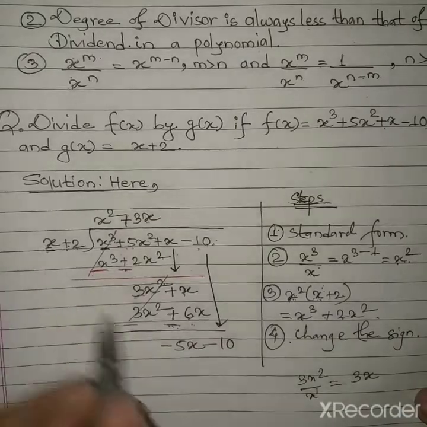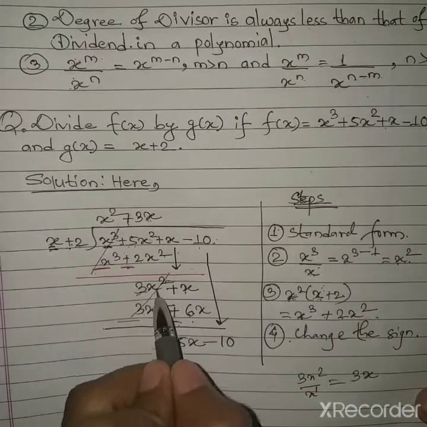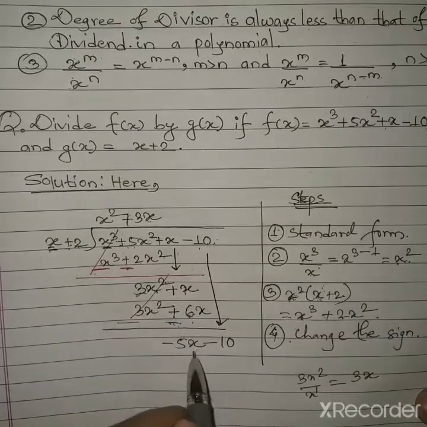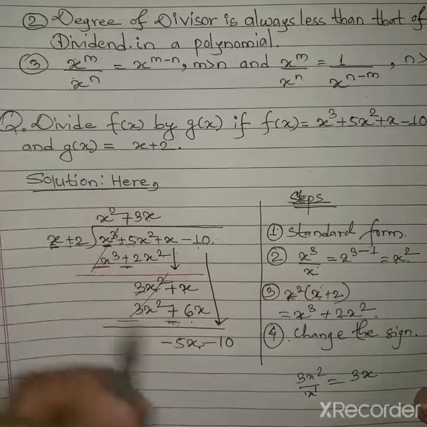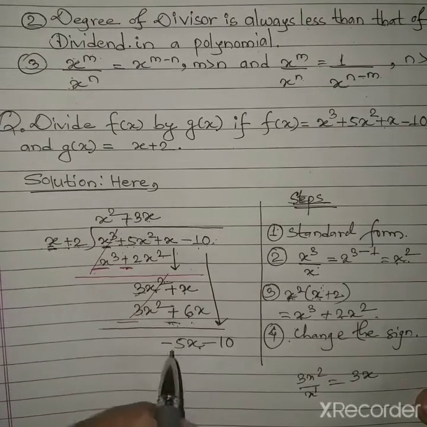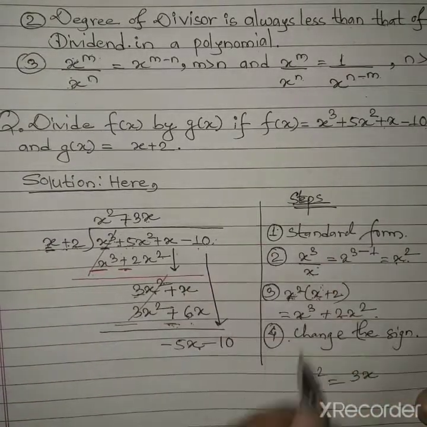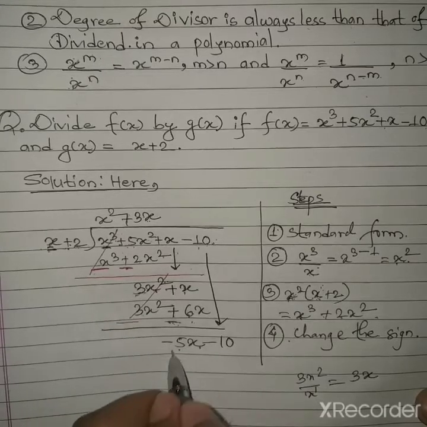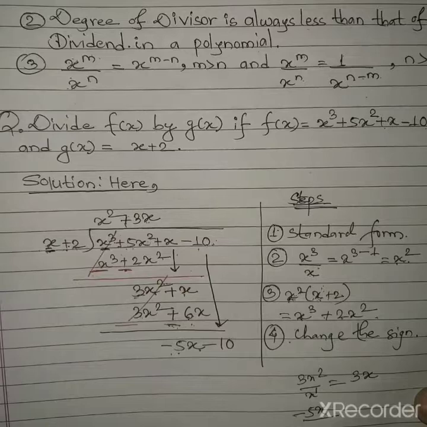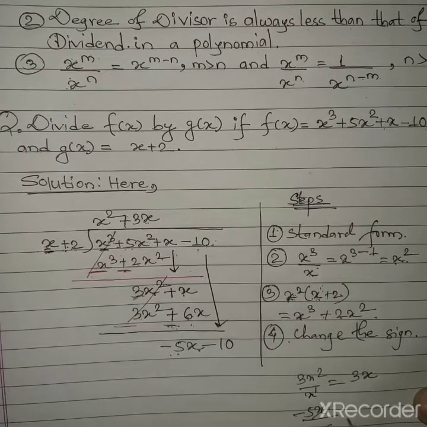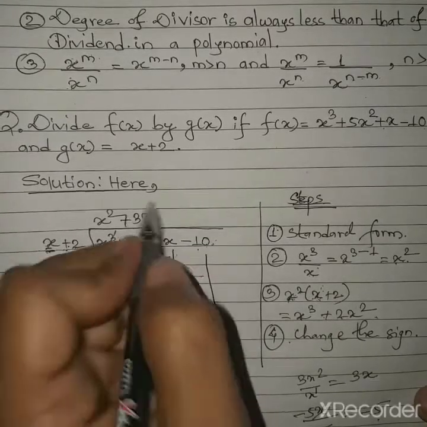Still we can divide this, because the degree of the dividend here is equal to the degree of the divisor. In this case also we can divide. So we follow the same steps here. The second step says to divide this minus 5x by the first term of the divisor. Here it's x, so x and x cancel out, minus 5 is left, so write minus 5 here.